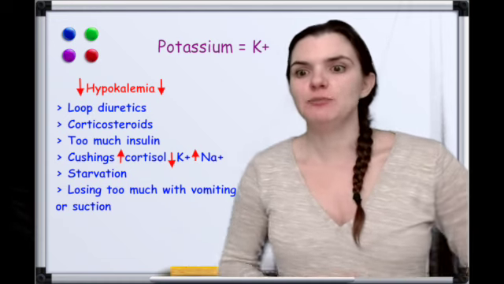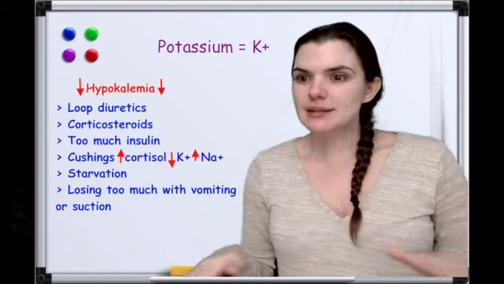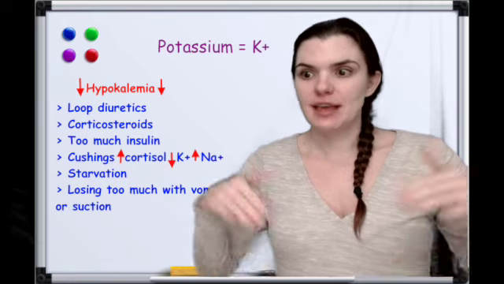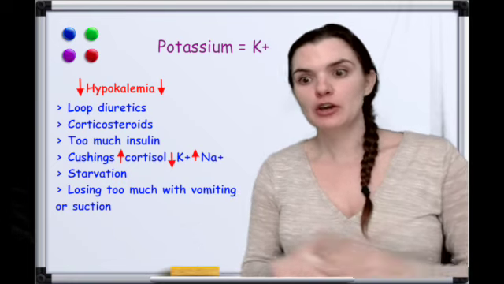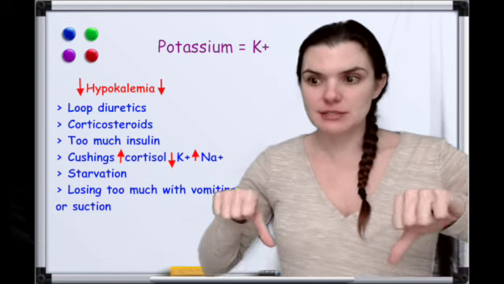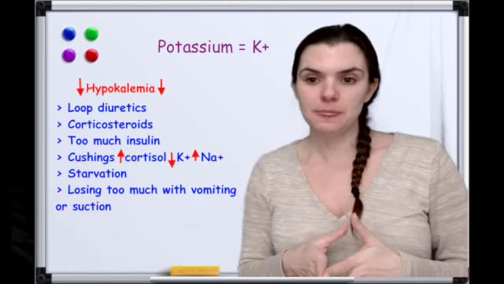insulin makes potassium move inside the cell. So we're causing it to leave the blood and go inside the cell, which is then causing a drop in the blood levels. Cushing's syndrome, due to high cortisol, which decreases the potassium and increases the sodium.